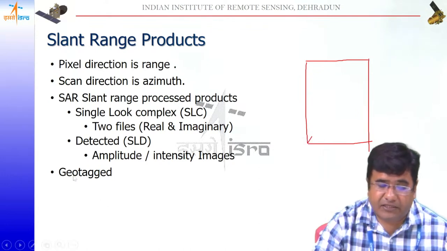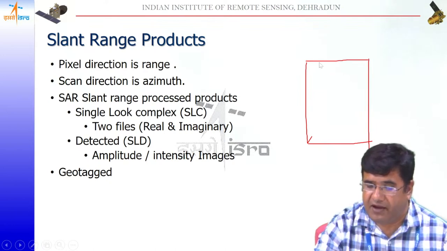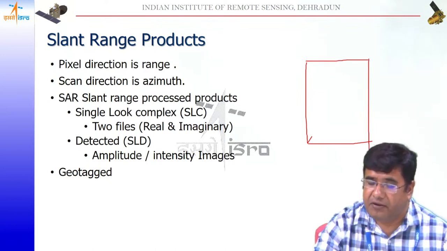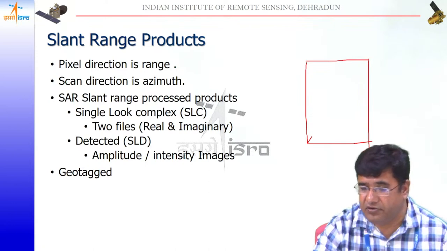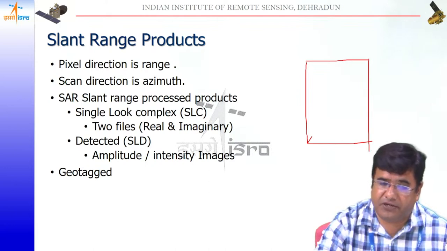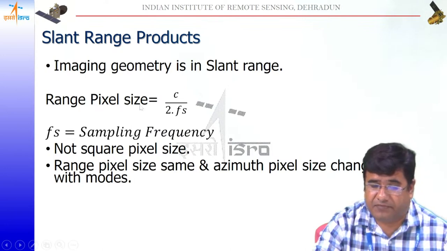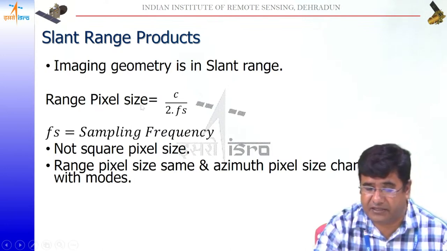And next is the geotagging, which means every pixel has the lat-long information. But this lat-long is not rotated, it is simply in the sensor geometry only. So what is the range pixel size, meaning what is the size of the pixels in meters, how much difference between two pixels.